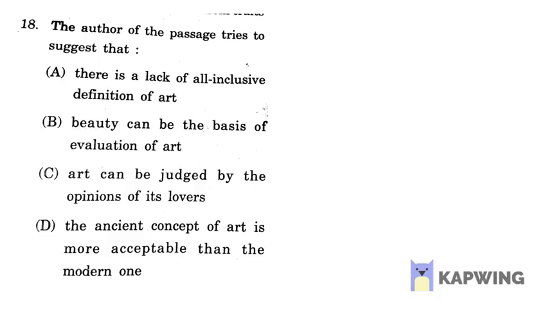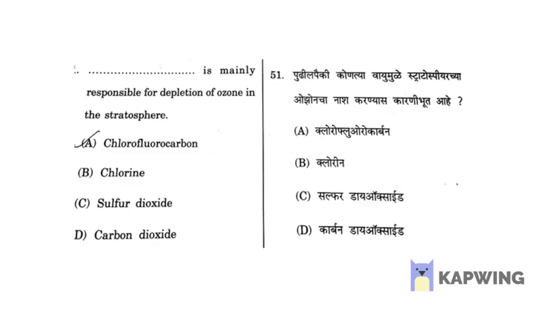Dash dash dash is mainly responsible for depletion of ozone in the stratosphere. So friends, it is nothing but chlorofluorocarbon. It is a very well known fact. So the correct option for this question is A.